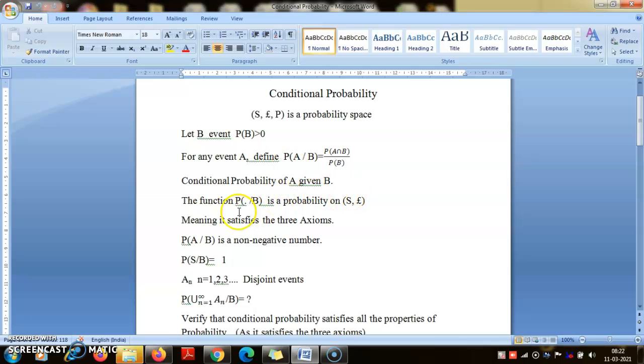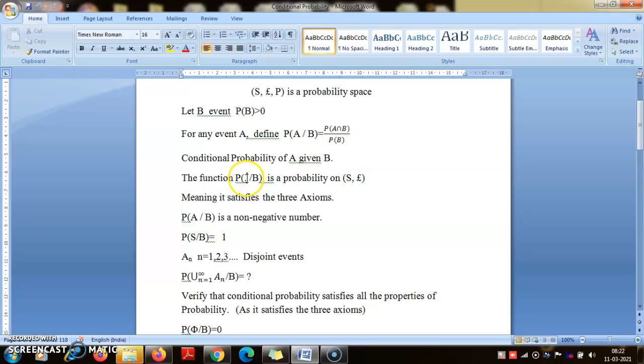And so conditional probability of A given B is a function again on the same sample space. So conditional probability I am defining as a function. This dot denotes that here the argument will be a set from a subset of S or an event in this collection. So what we have to verify first is that this function will satisfy the 3 axioms. So first of all, P of A given B is a non-negative number, so that is axiom 1.